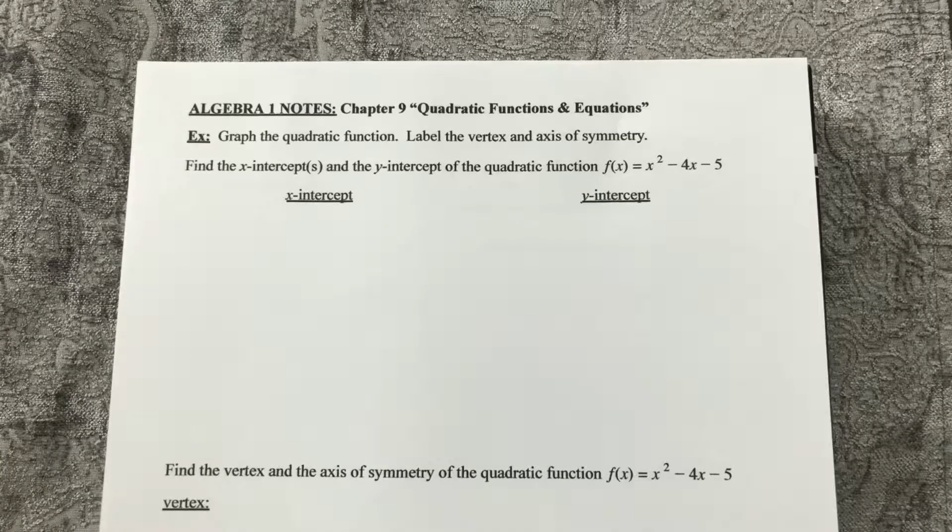Okay, let's tie it all together and graph the quadratic function, labeling the vertex and the axis of symmetry. So whenever you're told to graph, you should be looking for these four items: the x-intercept, the y-intercept, the vertex, and the axis of symmetry. So let's go through those steps.